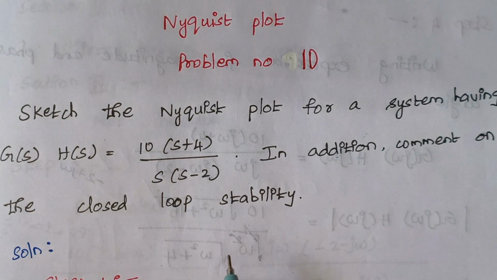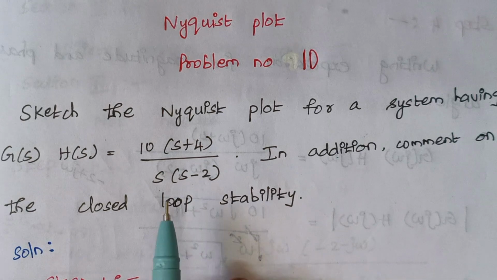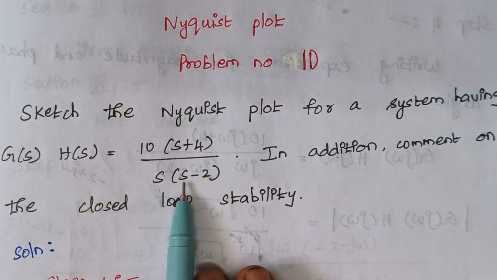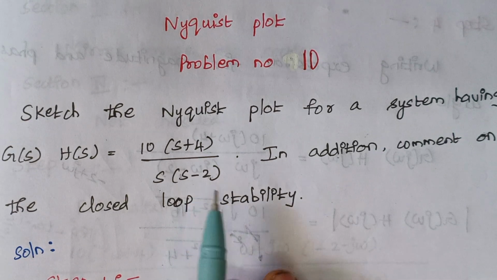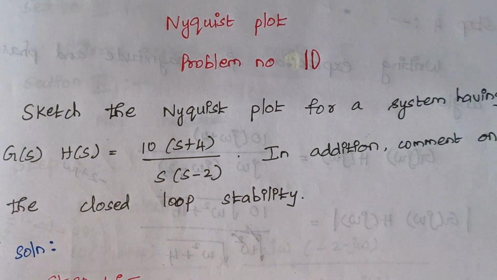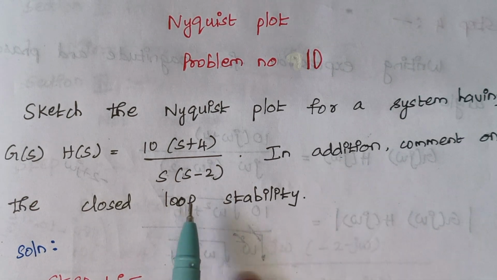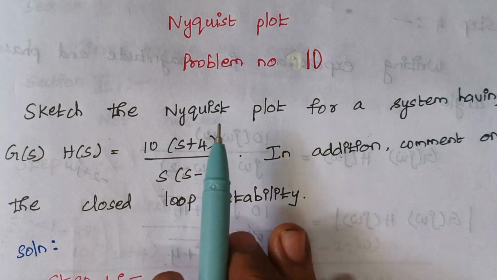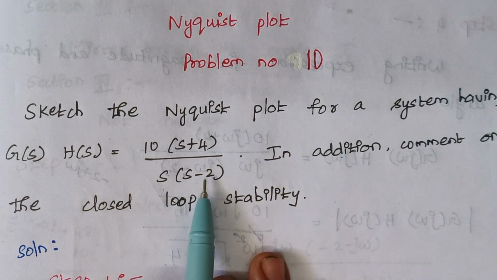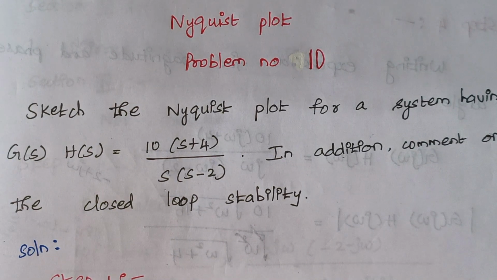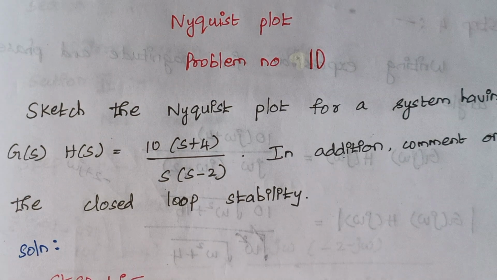The main difference between this problem and the previously solved problems is that here we have a term with a negative sign. In the previously solved problems, we had both poles and zeros or only poles, but all with a positive sign. So this is the key difference. Whenever you have a problem like this, with a pole with a negative sign, the procedure to be followed varies a little bit. So let us solve the problem.